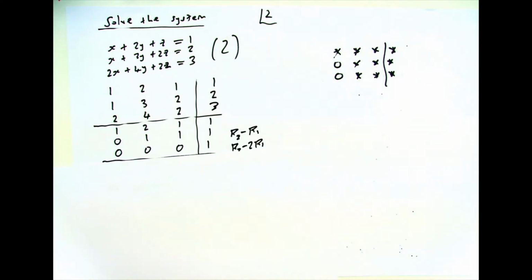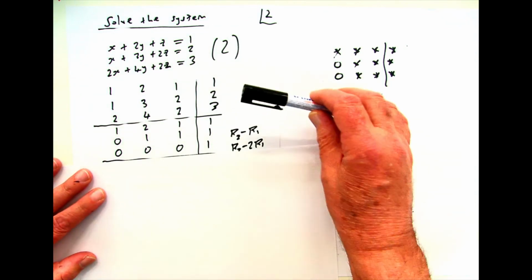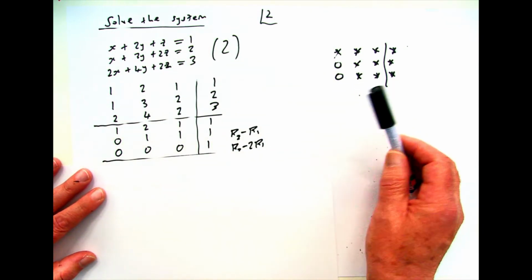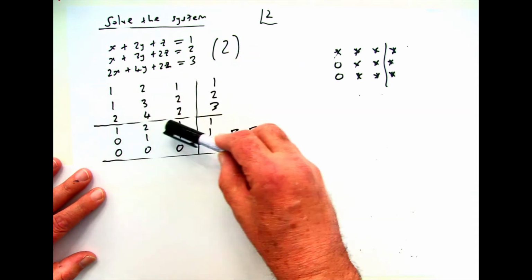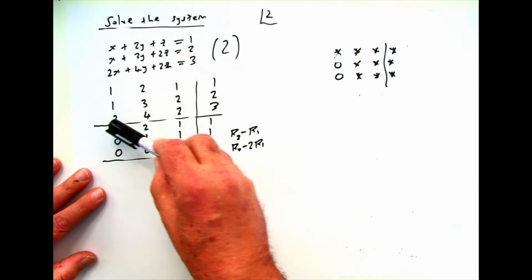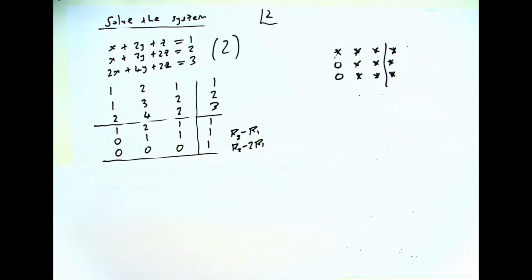Then you have to think a bit, what does this row of zeros mean? So what happened was that the 1, 2, 1 was doubled. Doubling 1, 2, 1, you get 2, 4, 2. So we got a row of zeros.